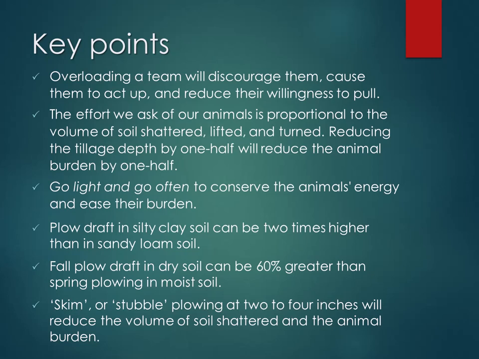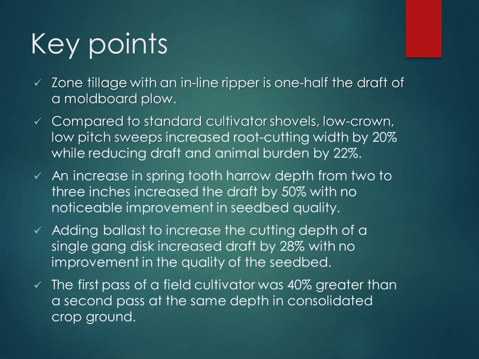Soil texture and soil moisture have an impact. Plow draft in silty clay soil can be 2 times higher than in sandy loam soil. Plow draft in dry soil can be 60% greater than spring plowing in moist soil. Skim or stubble plowing at 2 to 4 inches will reduce the volume of soil shattered and the animal burden. Zone tillage with an inline ripper was one half the draft and one half the animal burden of a moldboard plow.